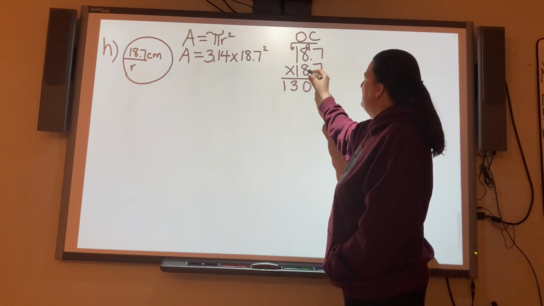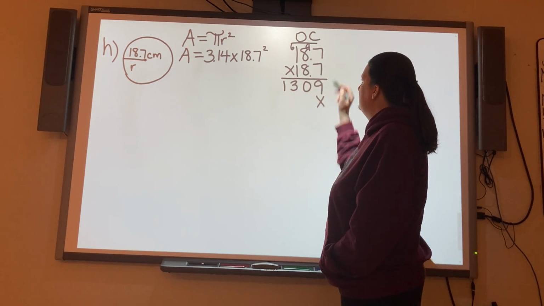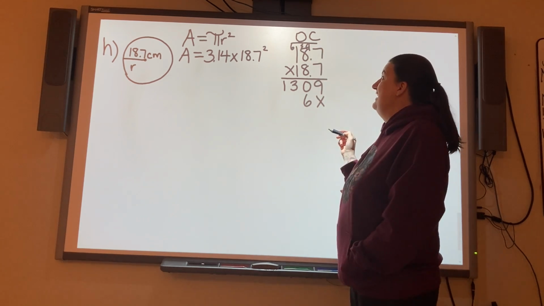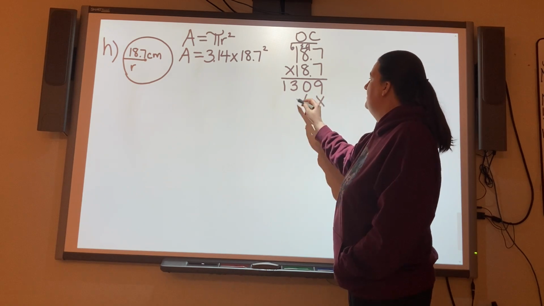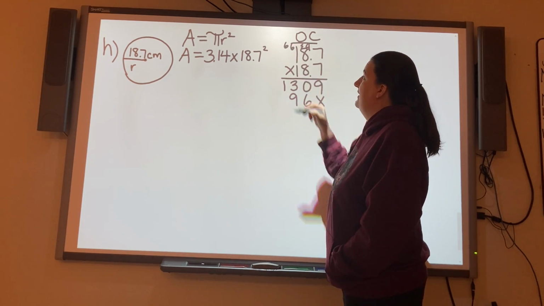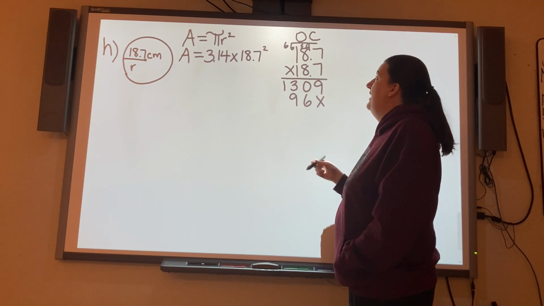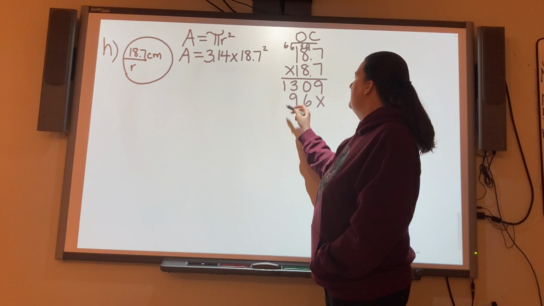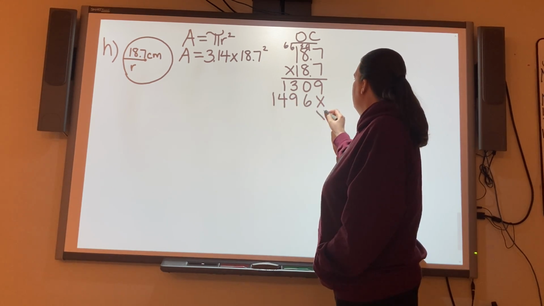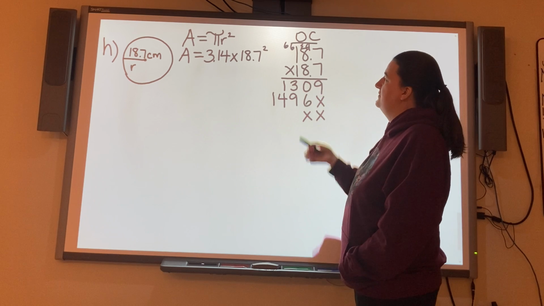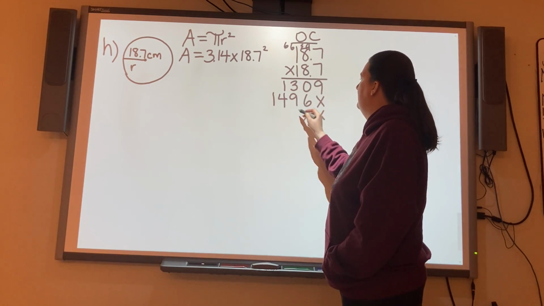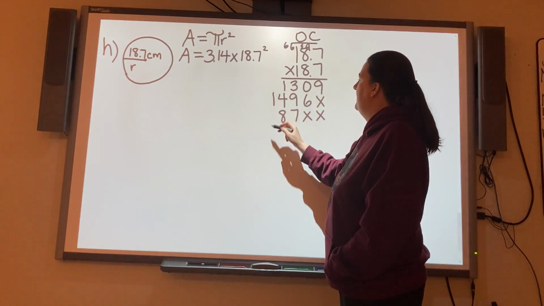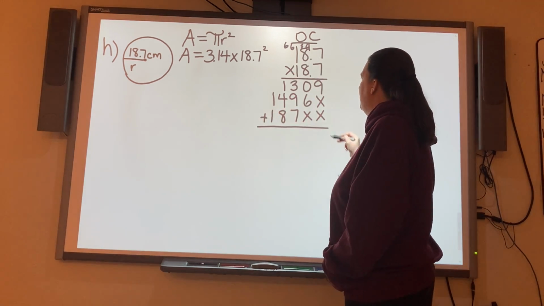Put your x, move to the 8. 8 times 7 is 56, carry your 5. 8 times 8 is 64, plus the 5 that you carried is 69, carry your 6. 8 times 1 is 8, plus the 6 that you carried is 14. Put 2 x's and move to the 1. 1 times 7 is 7, 1 times 8 is 8, 1 times 1 is 1, add them up.